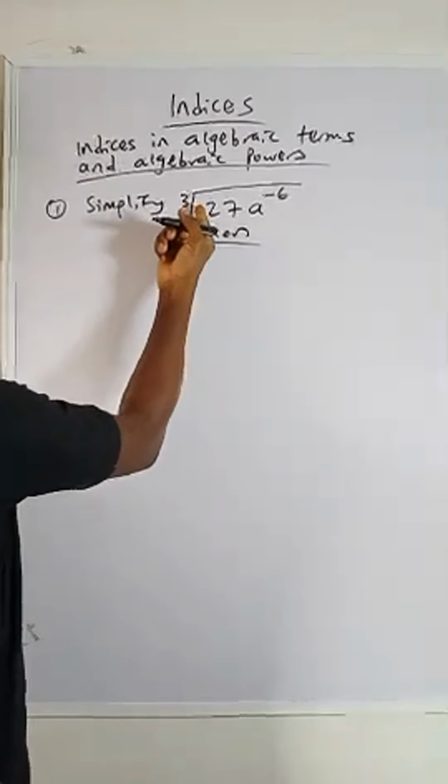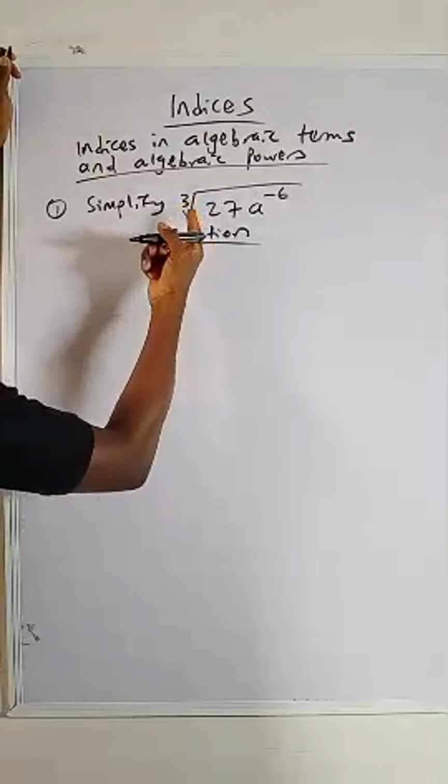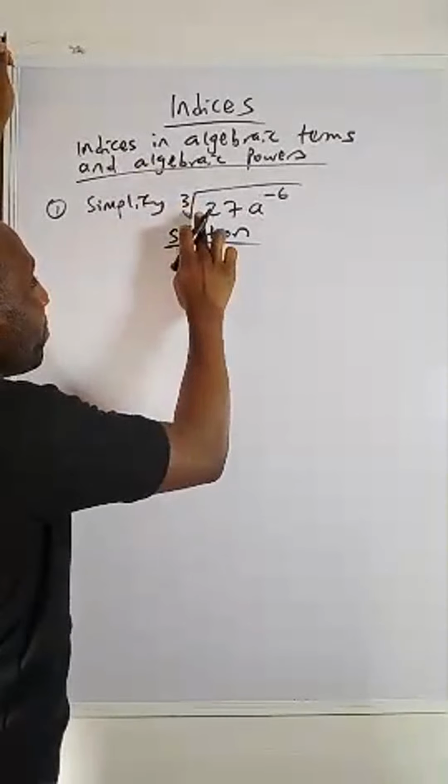One says 1 over a squared. Okay, let's just keep going. We don't have time anymore. So see what I have here. Like I told you, see, this can be written as what?